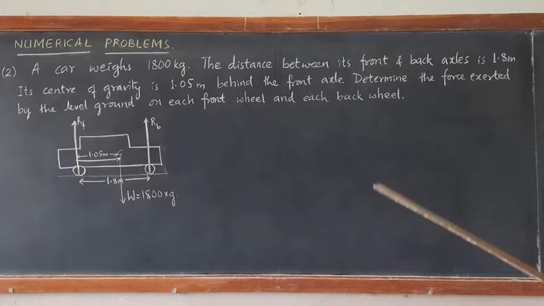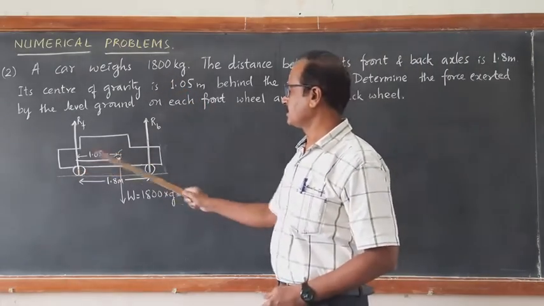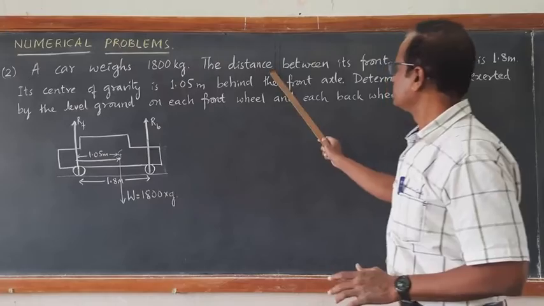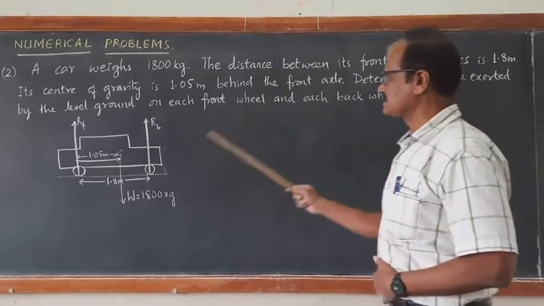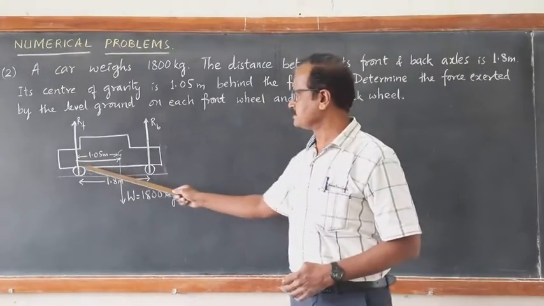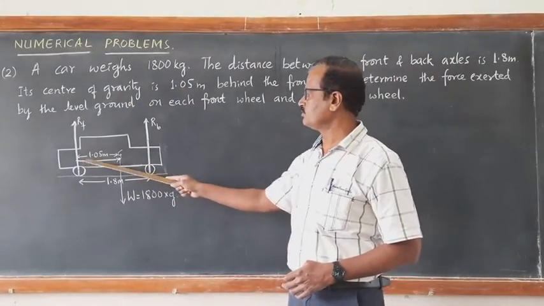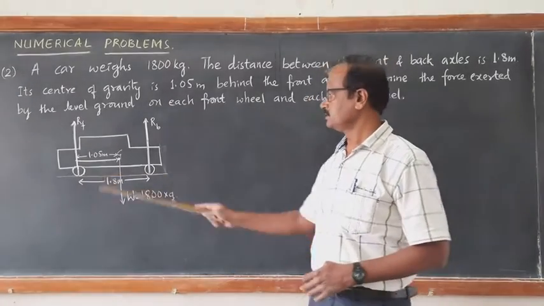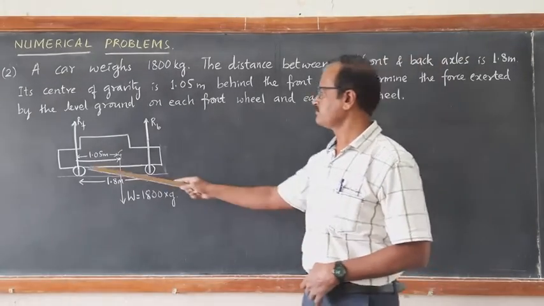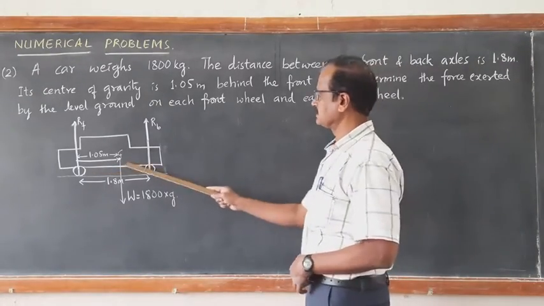Okay, second problem. A car weighs 1800 kg. This is a car. This is the front wheel of the car and this is the back wheel of the car. The distance between its front and back axles is 1.8 meter. This is given, and the center of gravity of the car is 1.05 meter from the front wheel, behind the front axle.